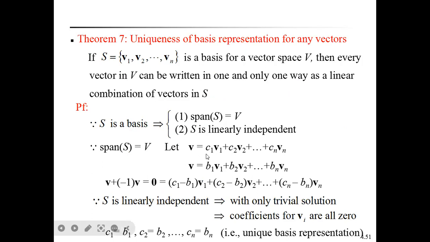So span S equals B. Let a vector be written as a linear combination with scalars C1, C2, ..., Cn, and also as another linear combination with scalars B1, B2, ..., Bn. So subtracting one from the other gives zero, and we can write the difference like this. S is linearly independent with only the trivial solution, so the coefficients of Bi are all 0. From this statement, we can show that C1 minus B1 equals 0, C2 minus B2 equals 0, and Cn minus Bn equals 0. So all are equal. That means the basis representation is unique.